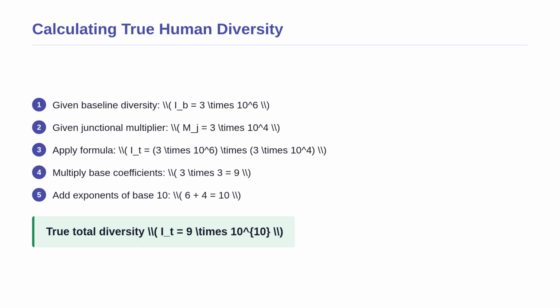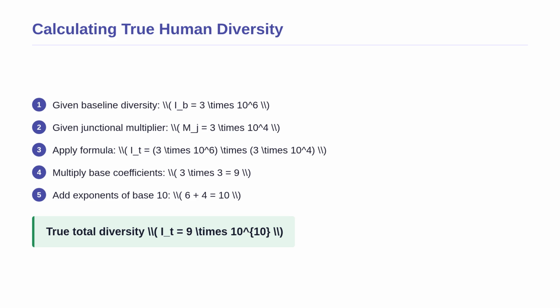Let us see this expanded formula in action with a human patient. We are given a baseline combinatorial diversity of 3 × 10⁶, and a junctional diversity multiplier of 3 × 10⁴. We need to find the true total number of idiotypic determinants. We substitute these scientific values into our equation.